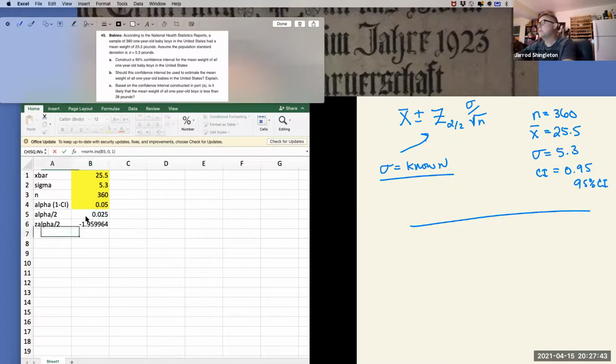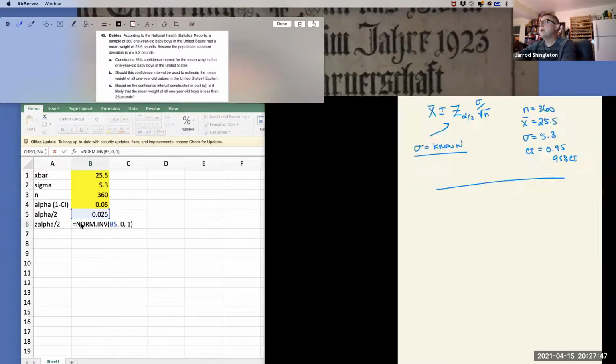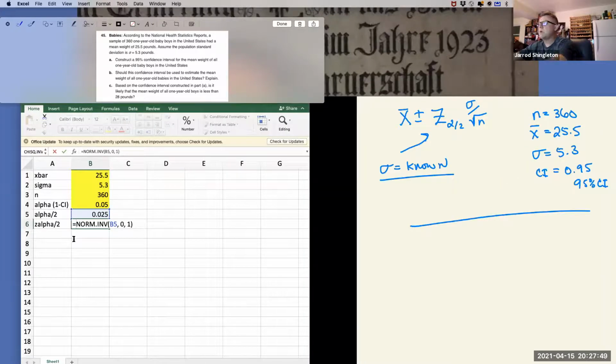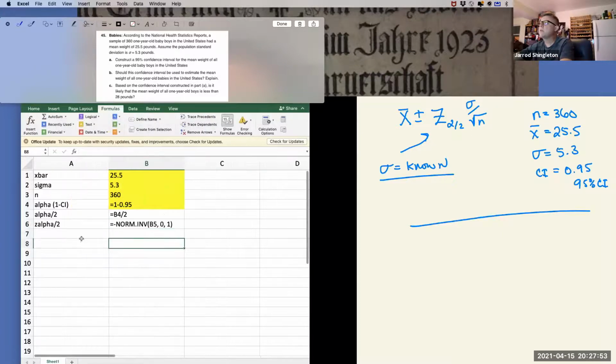Now be careful because I press enter and look, it gives me a negative number. Don't want a negative number for this computation. So I'm going to put a negative sign in front of there. I'm also going to switch over to formulas so you can see the formulas. You'll see the numbers at the end. Now we have all of the pieces to the confidence interval.